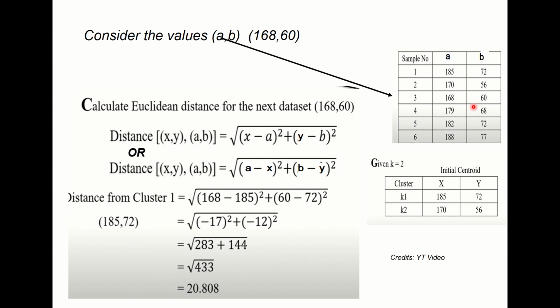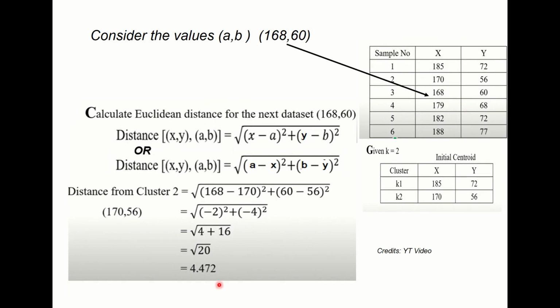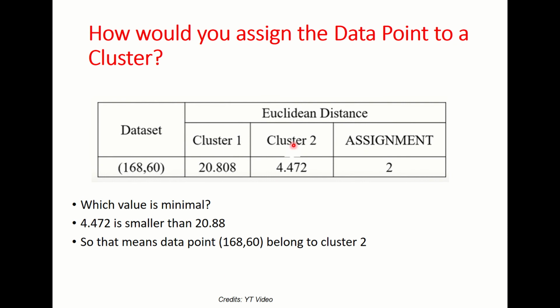Now you have to take the third point. When you take it, you have to consider the distance of this particular point from cluster 1 and the distance of this point from cluster 2. So you will apply 185 minus 168 the whole square plus 60 minus 72 the whole square, and you will get this value from cluster 1. Then you find the same from cluster 2, where you get 4.472. So the distance from cluster 1 is 20.8 and the distance from cluster 2 is 4.472. Which one has the lesser distance? This point is closer to 4.472, so it falls onto cluster 2.